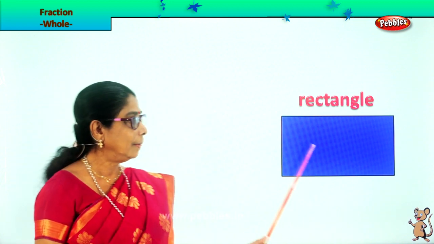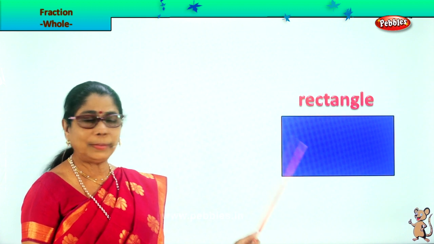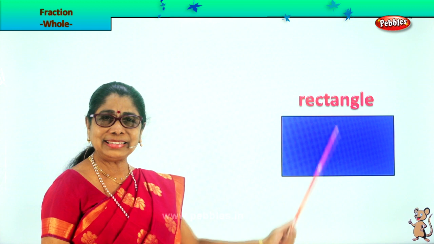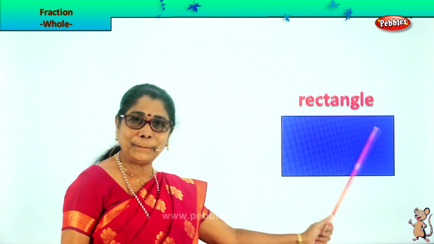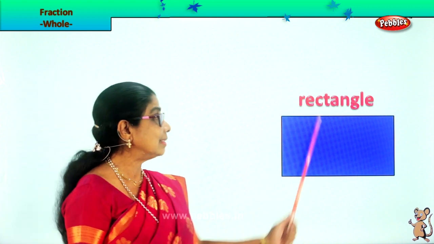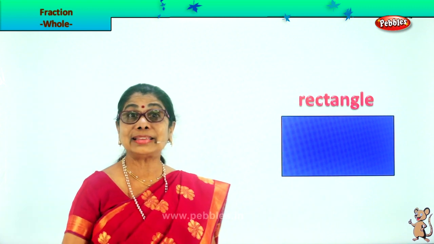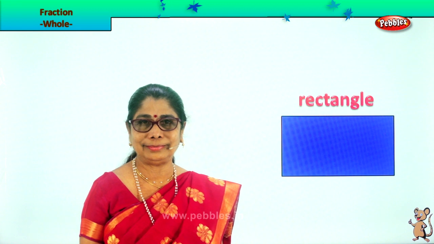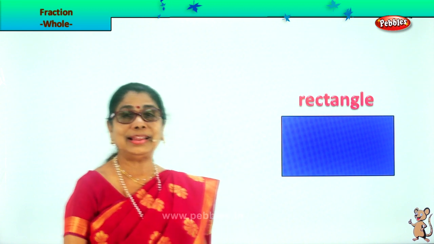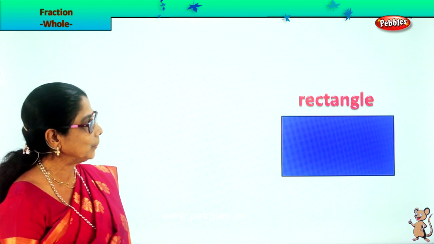You take a blue rectangular paper. This is one whole. A rectangle has a long piece, two long sides, two short sides. This is a rectangle and this is the whole rectangle. No parts are cut off. Full one whole. Good. Let's look at our next shape.